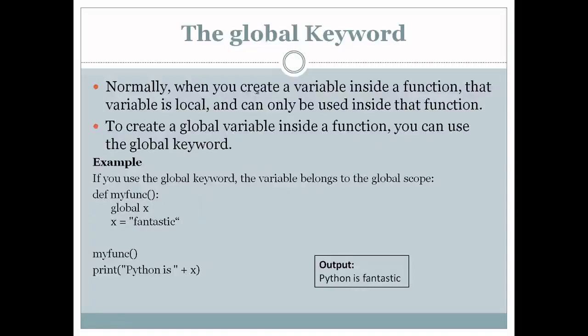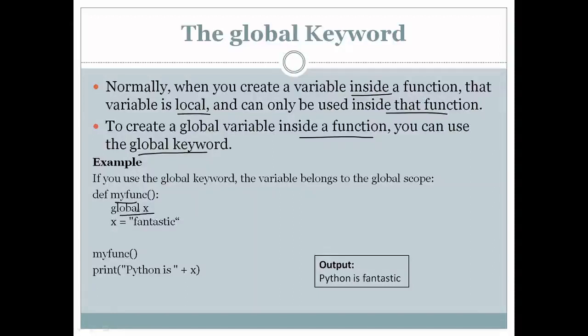Normally when you create a variable inside a function, that variable is local and can only be used inside that function. Now, to create a global variable inside a function, you can use the global keyword. So let us look at one example here. We have a function here. Inside the function, you can see how we have created a global variable.